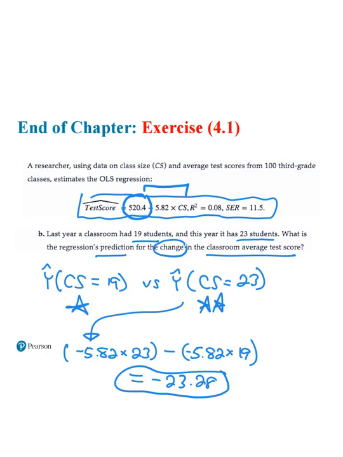So this suggests empirically that if we increase our class size from 19 students to 23 students, so adding 4 more students on average, this will decrease average test scores by upwards of 23 points. That's one way to do it.